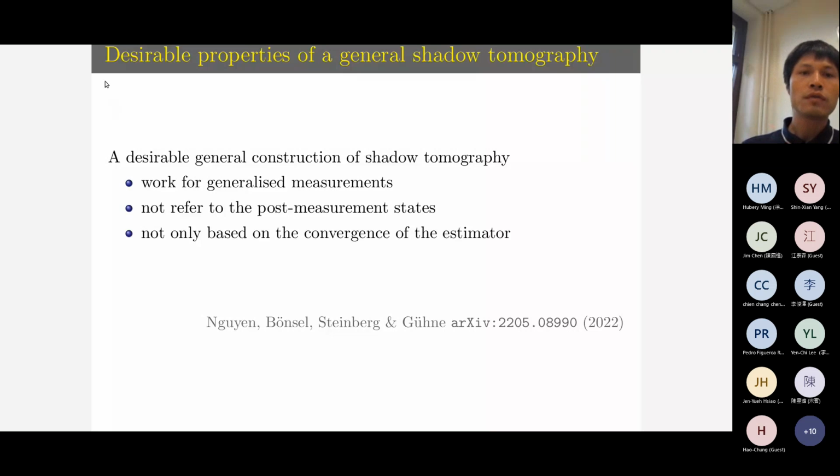The design theory should work for generalized measurements, because in this framework there's no reference to the post-measurement state at all, and this is naturally what we expect. Yeah? And lastly, it should not be based only on the convergence of the estimator. Okay, convergence is good, it's clear, but it's not the only support for the shadow to be a good estimator. And why is it a good estimator at all? We have to answer differently.